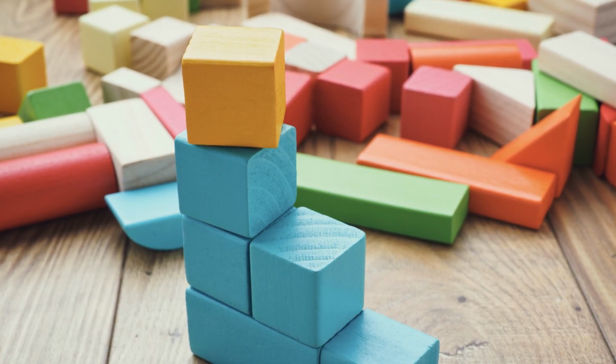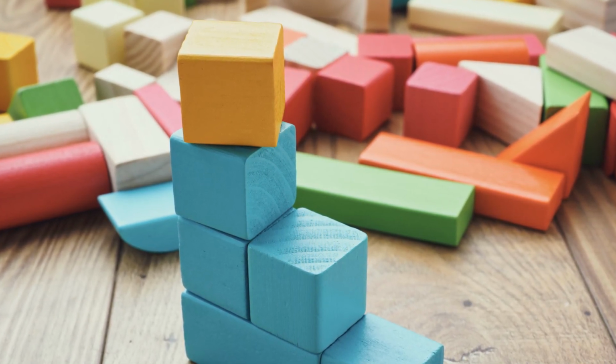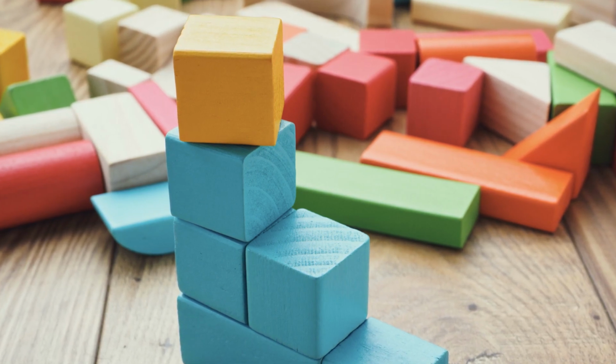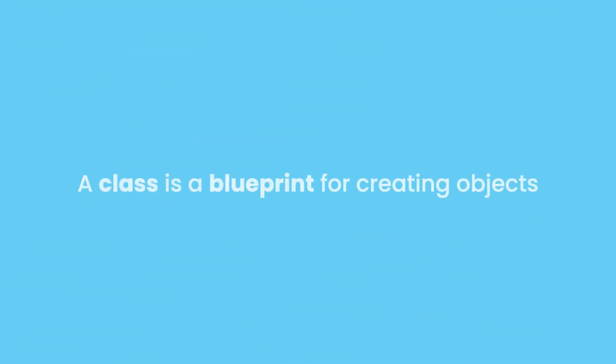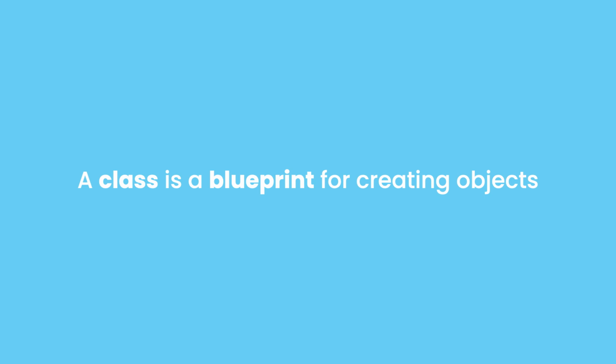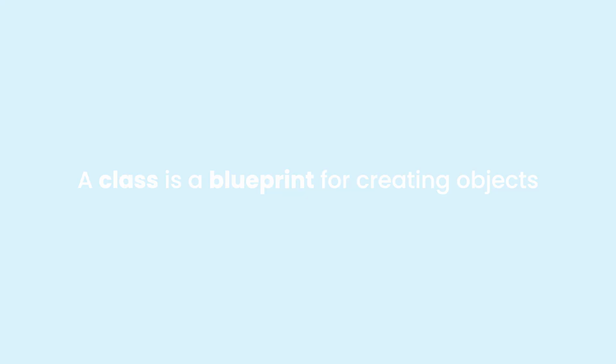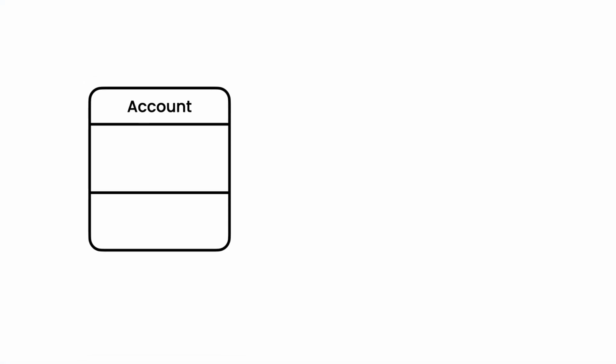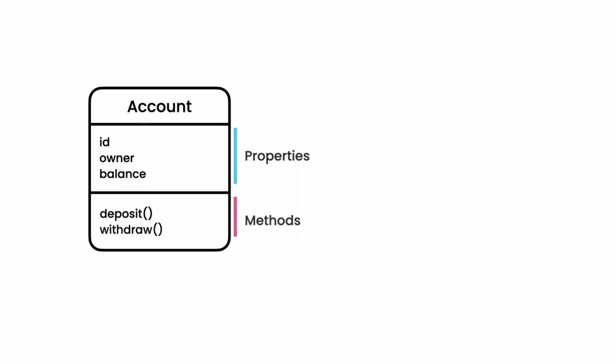So object-oriented programming is all about objects. Now, to create an object, first we need to create a class. A class is a blueprint for creating objects. It's like an object factory. So let's say we want to represent the concept of a bank account. So we need a class for that. Now, in this class, we can have properties like ID, owner, and balance, and methods like deposit and withdraw.